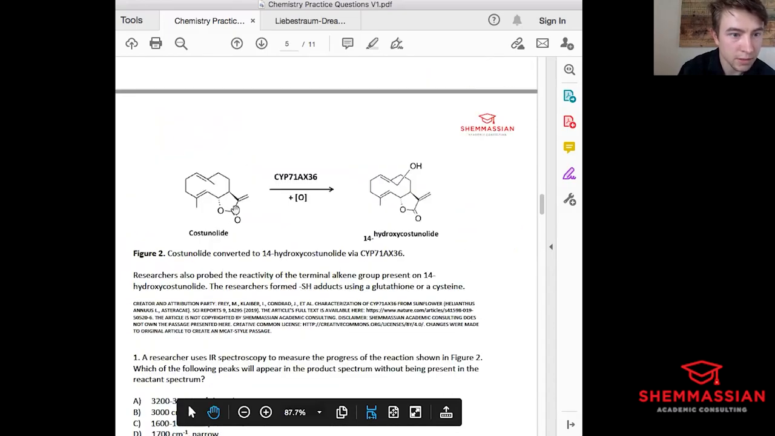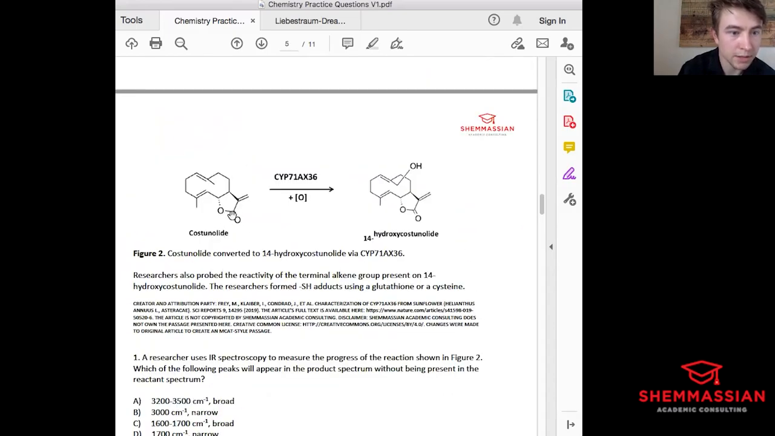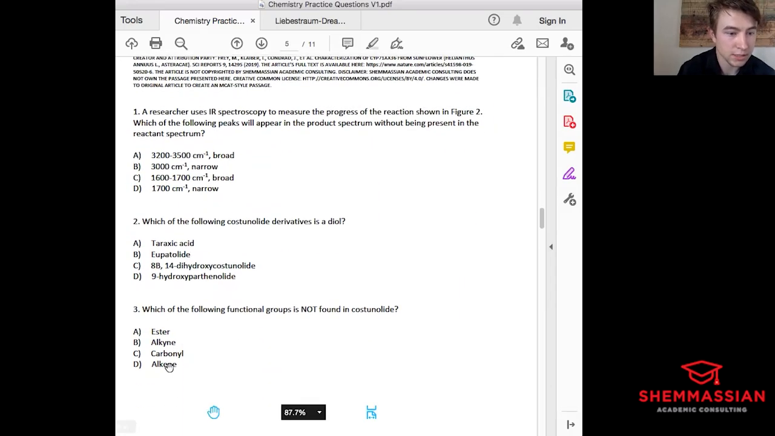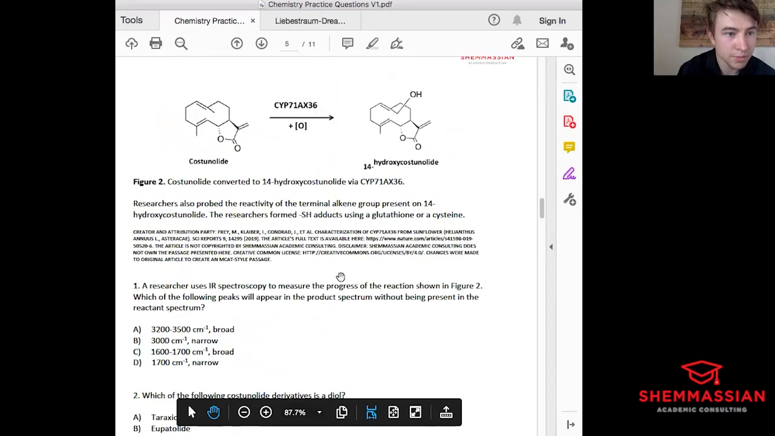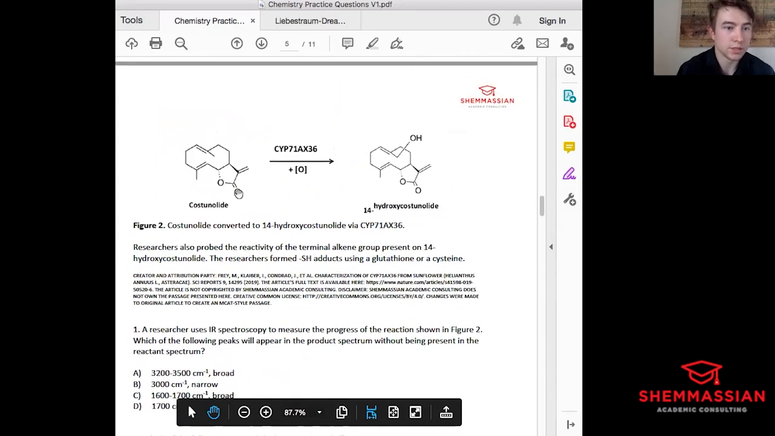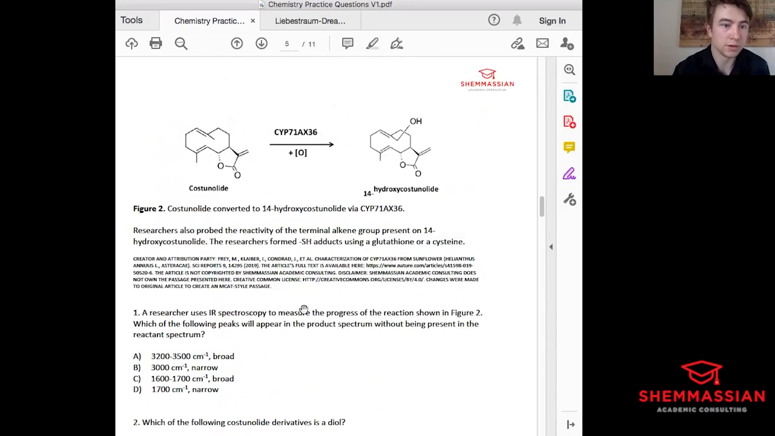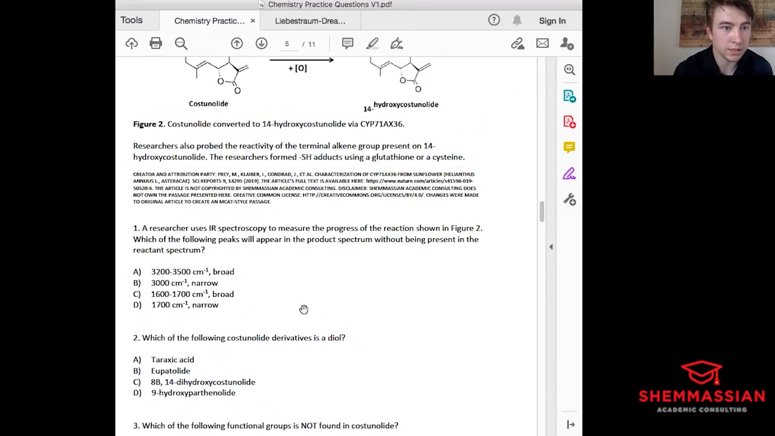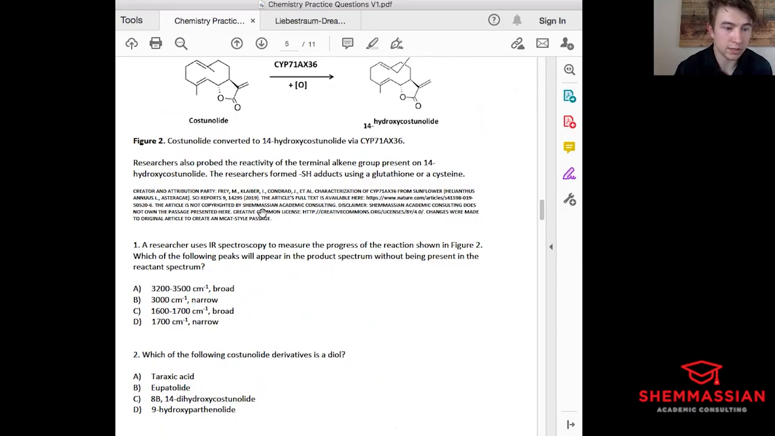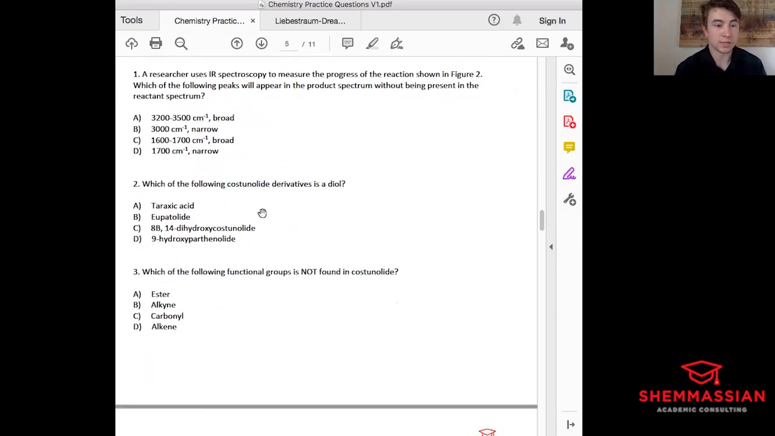Ester, this is an ester here, this double bonded O, and then another O that's bound to an R group. So there is an ester. An alkyne is a triple bond. There are no alkynes, so that's probably the correct answer. Carbonyl is a C double bonded to an O. It's right there. And alkene is a C double bond right here. So the correct answer for that one is alkyne.